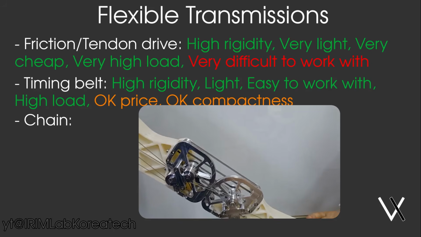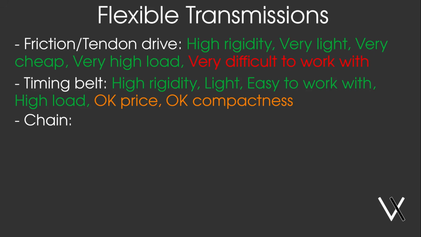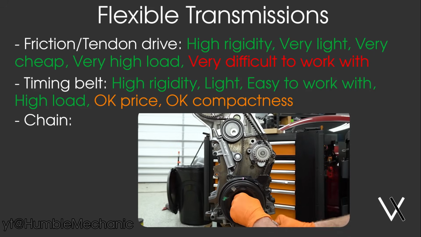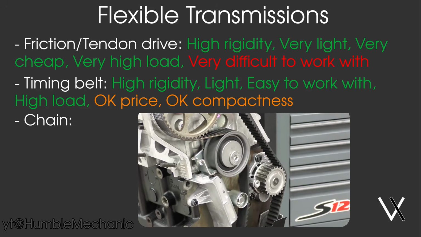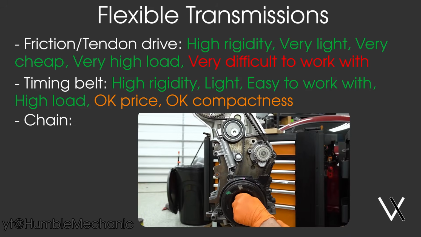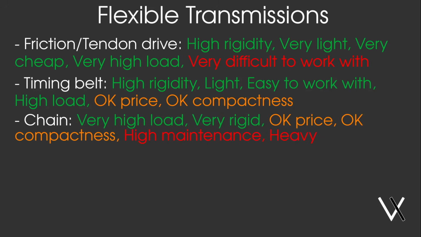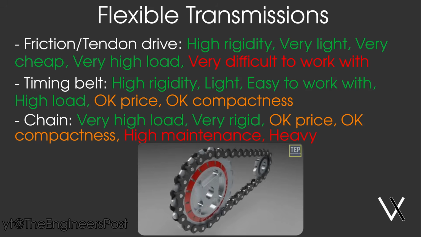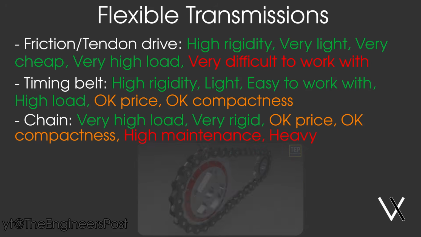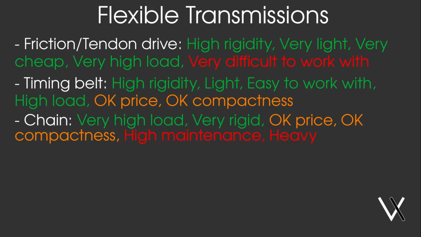We also have timing belts, which also have high rigidity, they're light, they're easy to work with, and can carry high loads, and their prices are a little bit more than what you'd find in a friction drive, and their compactness is a little bit worse. Lastly, we have chains that can carry very high loads, and they're very rigid, but their price is just okay, and they're not quite as compact as belts or tendon drives, and they require relatively frequent cleaning and lubrication, so they're pretty high maintenance, and they weigh a lot.